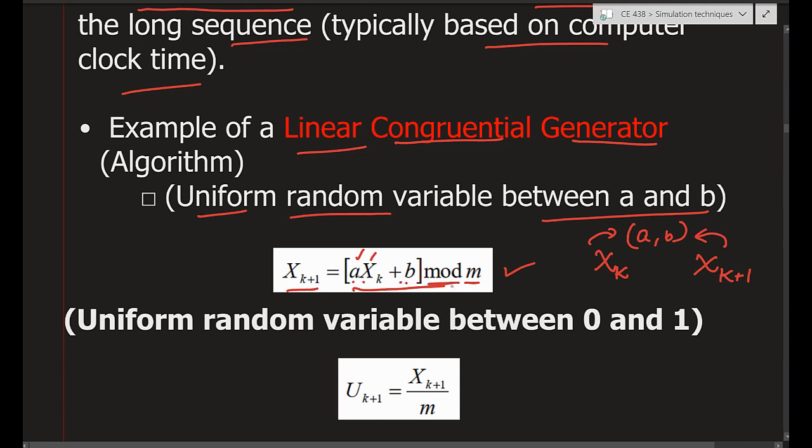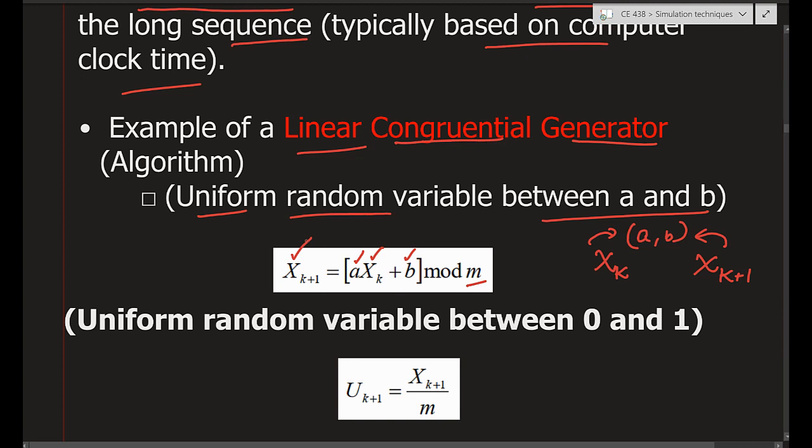What this means is I have a number a xk plus b, and then divide by m, and whatever remainder comes, that is my xk plus 1. Let us try to understand once again. We have a number xk, multiply by a, add b, and then divide by m, and whatever remainder comes, that is my next iteration number, xk plus 1.